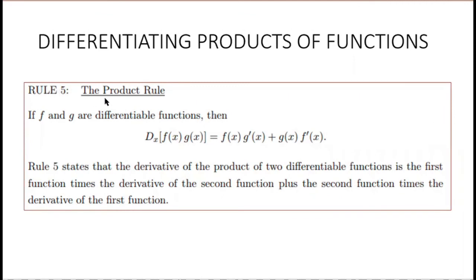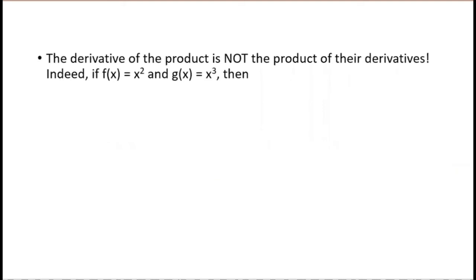Rule number 5, the product rule. If f and g are differentiable functions, then the derivative of f of x times g of x is equals to f of x times g prime of x plus g of x times f prime of x. Rule number 5 states that the derivative of the product of two differentiable functions is the first function times the derivative of the second function plus the second function times the derivative of the first function. The derivative of the product is not the product of their derivatives.